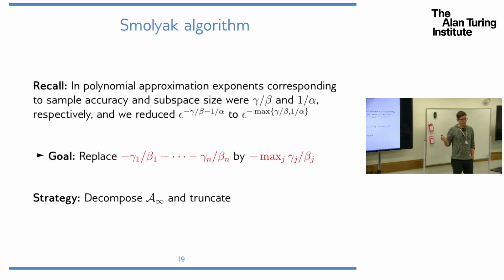And now if you remember from the first part, there we were able to reduce the sum, which was only a sum of two terms, to the maximum of those two terms. So our goal now, and this is up to logarithmic factors, is to prove the same kind of result, but for algorithms that have n discretization parameters instead of only two. And again, we're going to use some decomposition, and then we're going to truncate this decomposition efficiently.